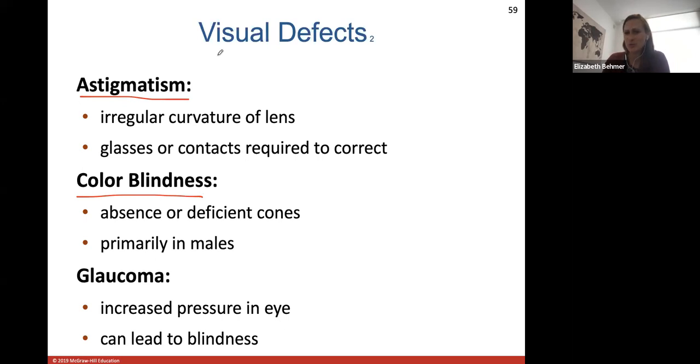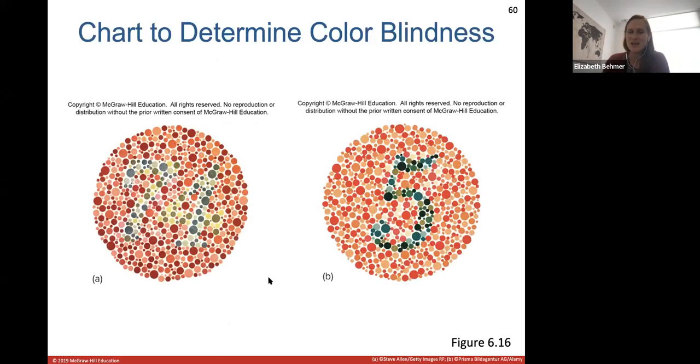Color blindness is absence or deficiency of one or more of the cones. Remember, the cones are blue, green, and red, and you can be colorblind for just one of those cones if one of them is deficient, or you can be colorblind for all of them. And primarily, for some reason, color blindness affects males, and I don't think we really know why that is. Glaucoma is increased pressure in the eye, and that can lead to blindness.